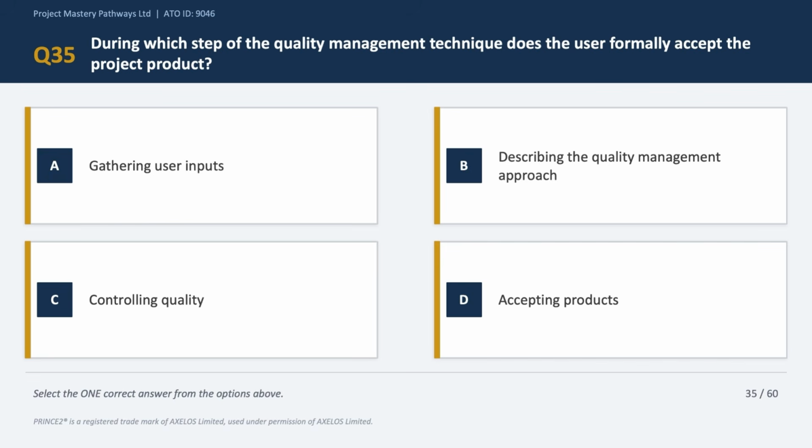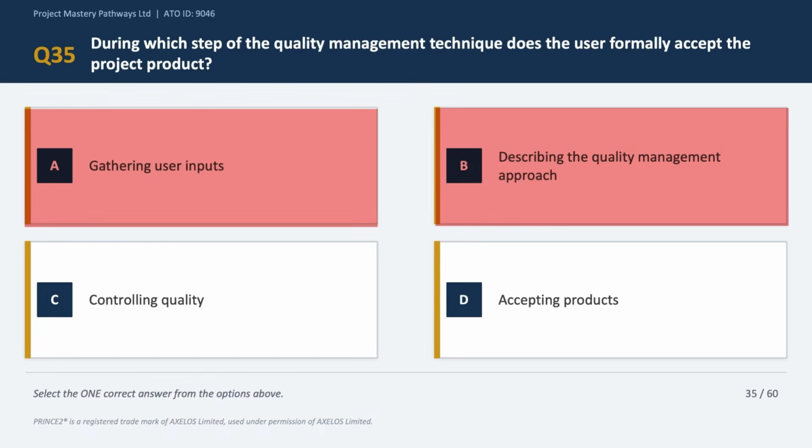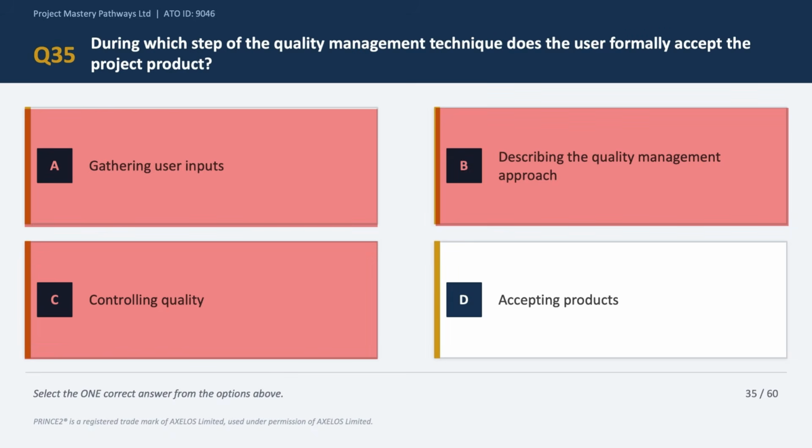Now option A says gathering user inputs. Now this is where users' quality expectations and acceptance criteria are captured, right? It comes at the start of quality planning, not where acceptance happens. So option A is incorrect. Option B says describing the quality management approach, and this is where the project documents its quality strategy. Okay, it does not involve formal acceptance. So option B is incorrect as well. Option C says controlling quality, and this is where quality reviews and testings happen.